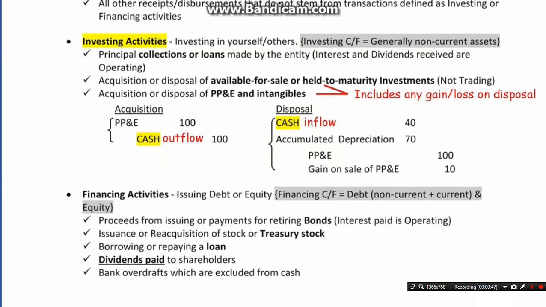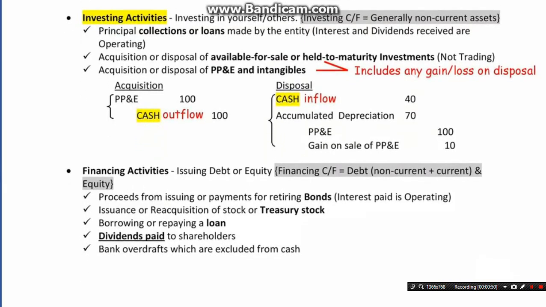And then you close off the accumulated depreciation account, PP&E becomes credit, and look at that, the gain on sale of PP&E. So that is again cash coming in. So when there's a gain on sale, there's excess cash coming in, goes into investing activities. When you have a loss on sale, there's less cash coming in, which again goes into investing activities. So investing activities include any gain or loss on sale of investments or PP&E.